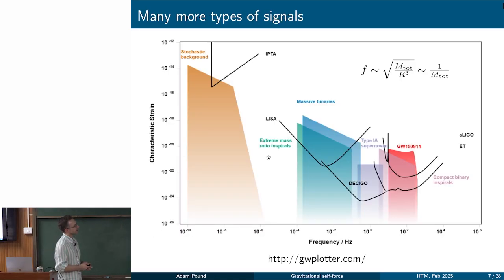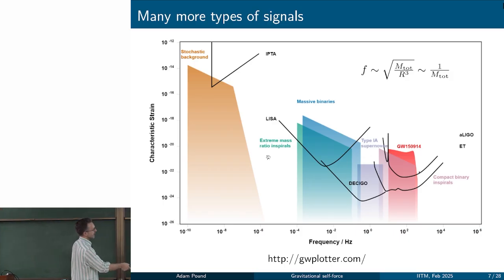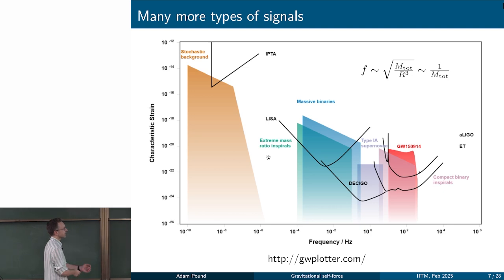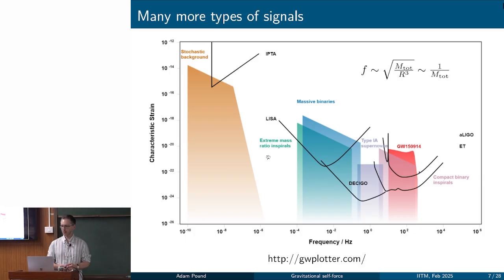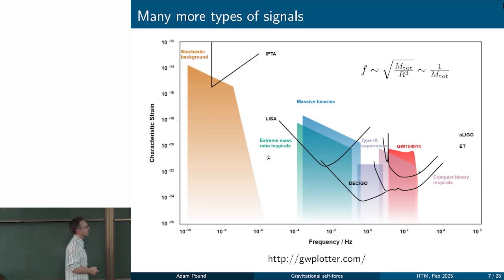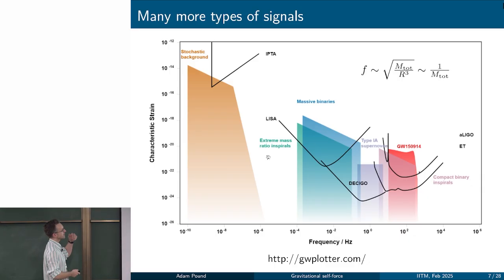So here's a pictorial demonstration of that, or illustration of that. And I highly recommend you actually just go to this website if you haven't been there before, gwplotter.com. So this has the sensitivity curves for all the planned detectors and all the currently operating detectors over the full frequency range, and all the common sources they're expected to detect.